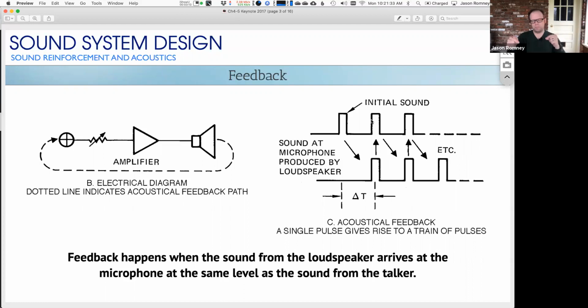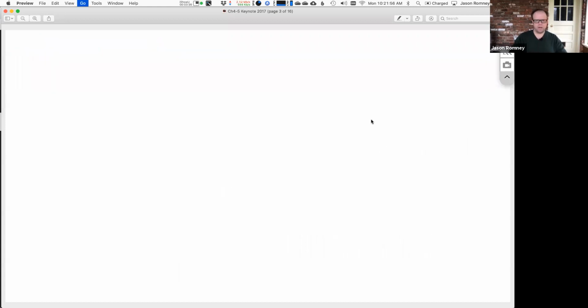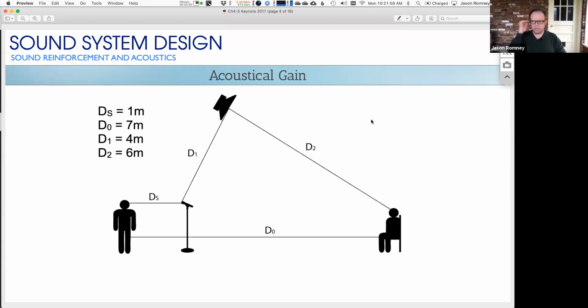So generally speaking, avoiding feedback is about trying to get the difference in level between the talker and the loudspeaker that's hitting the microphone. You want to get those as different as you possibly can in level, and then they won't do that 6 dB summation, and you won't get the feedback. Does that make sense? Any questions about that? Okay, so let's take a look at how this works. So we're going to do just a little bit of math here.